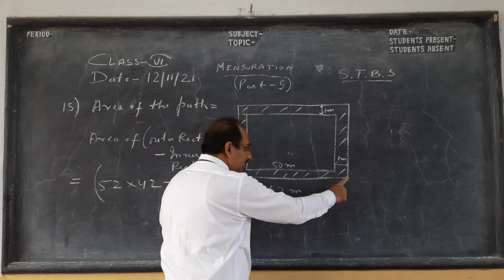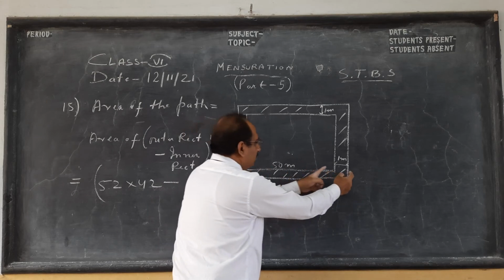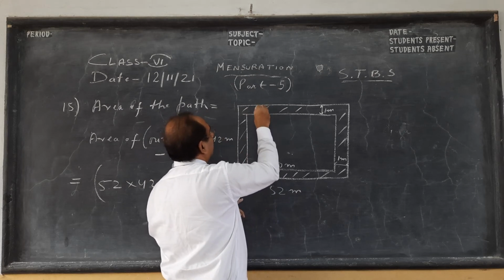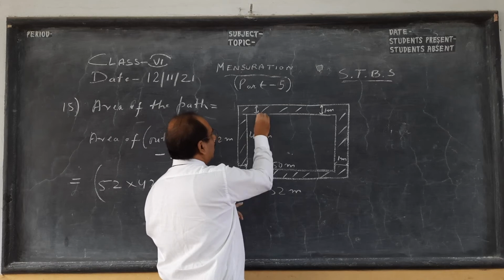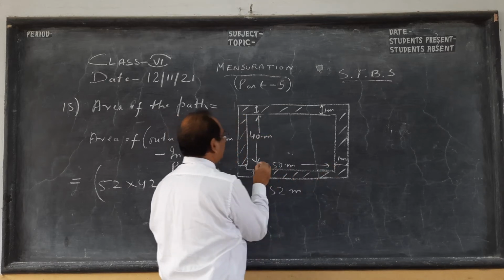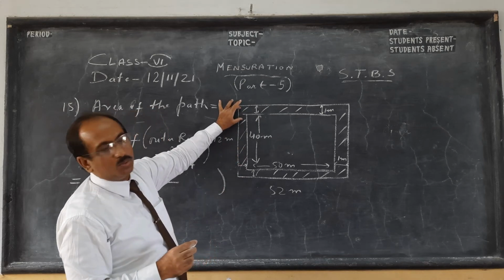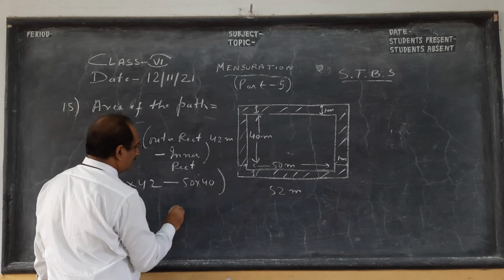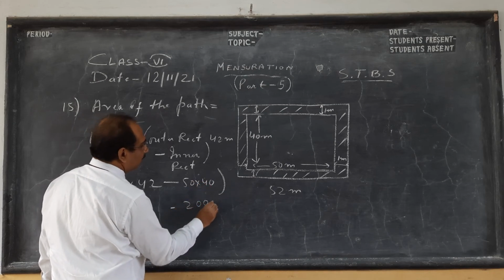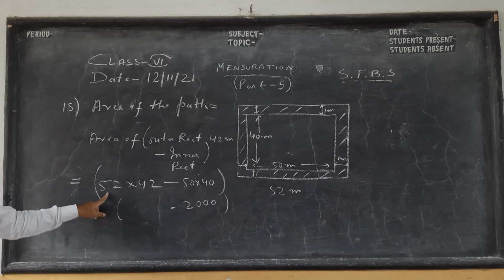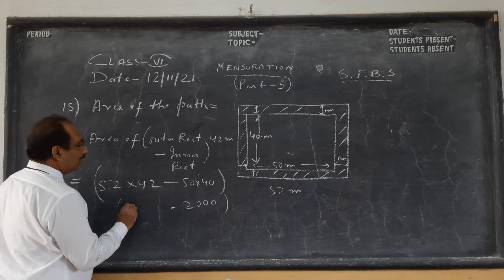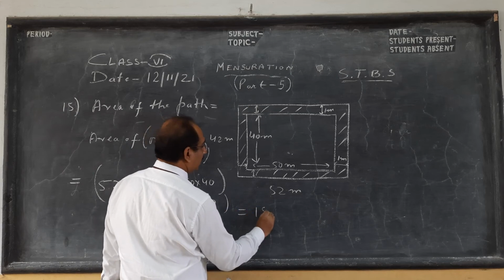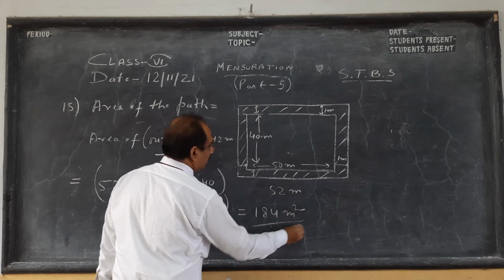So the length of the inner one is 52 minus 1 you subtract here and 1 you subtract here, 50. Same way 42, you subtract 1 this side and you subtract 1 this side. So breadth of the inner rectangle is 40 meter and length is 50 meter. 42 minus 1 plus 1, 2, 40. So it is 50 into 40. So this is very easy, children. 5 4s are 20, 2000. And this if you multiply, I think you will get 2184. And if you subtract, you will get 184 meter square as the answer.